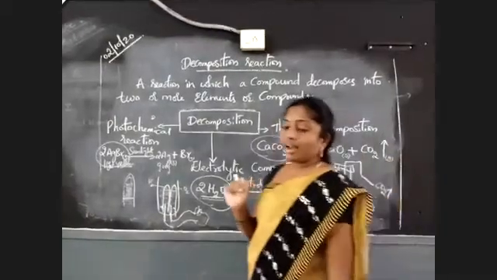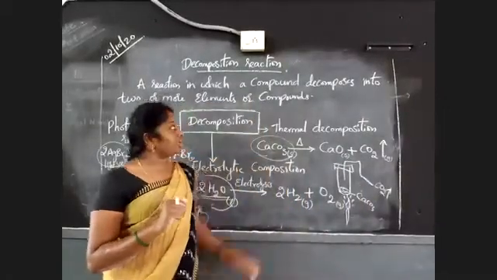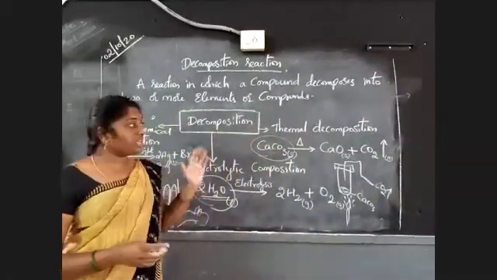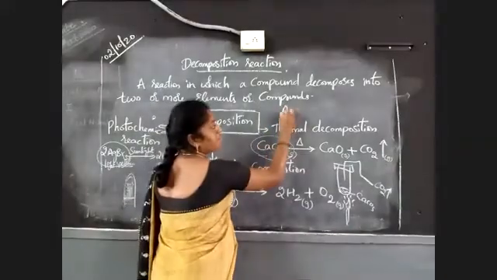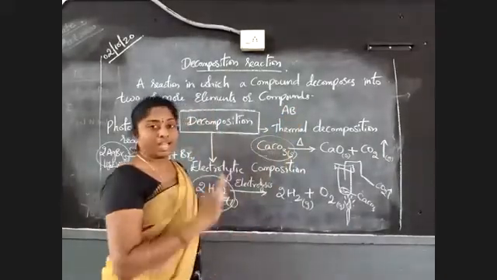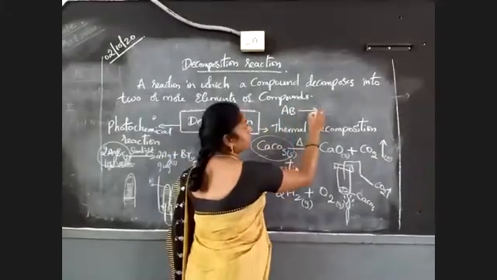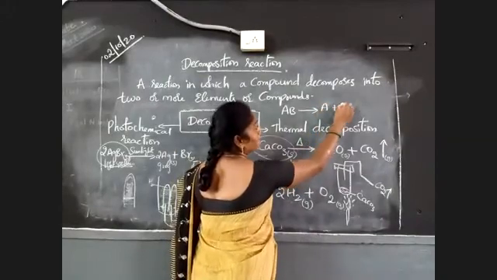Now we'll write the general form for the decomposition reaction. So what is the general form? AB. Okay, so this is the reactant and gives rise to A plus B.